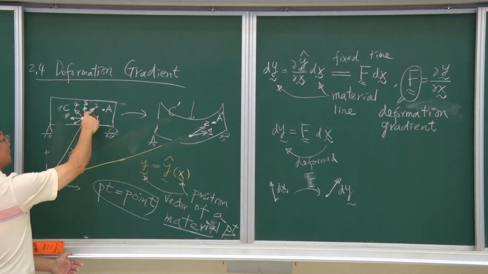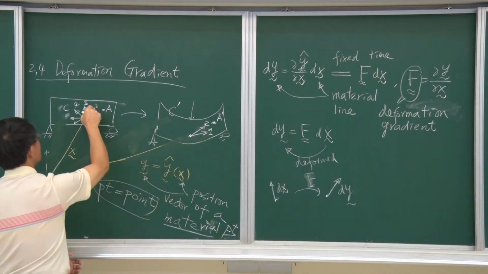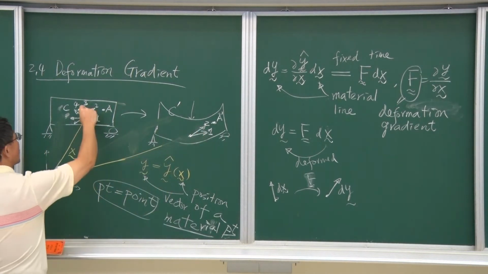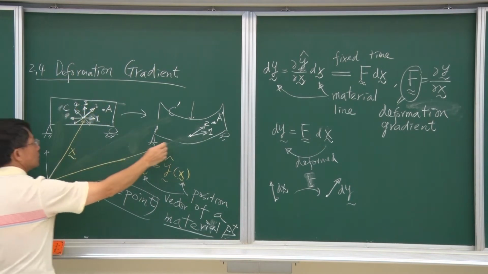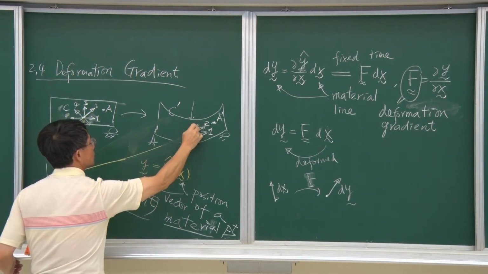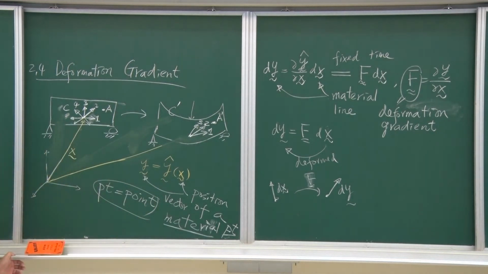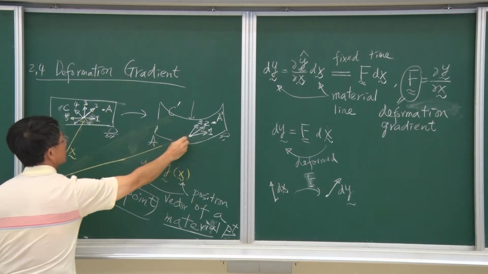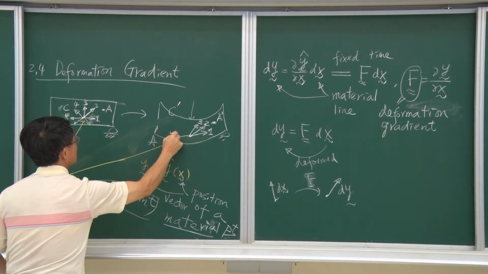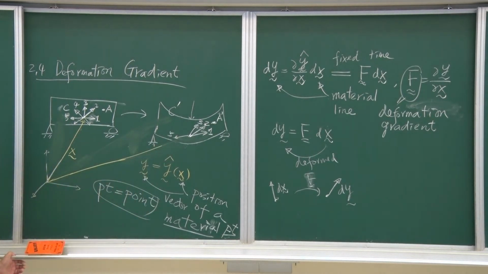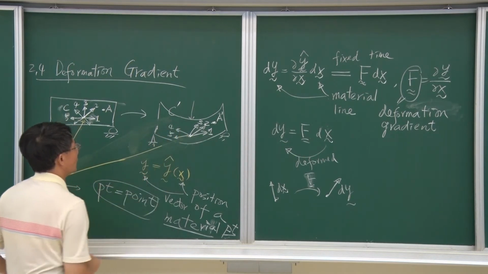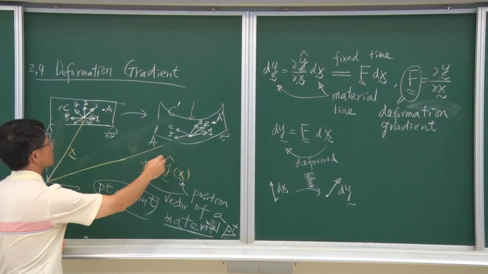In general, the position and direction of this material line is different from this material line. And the third one may be located here. And then maybe the fifth material line may be deformed in this way. Maybe the fourth. Okay, understand?